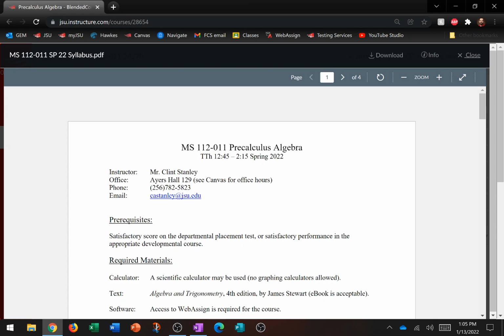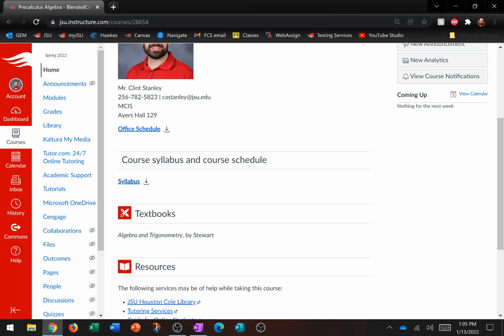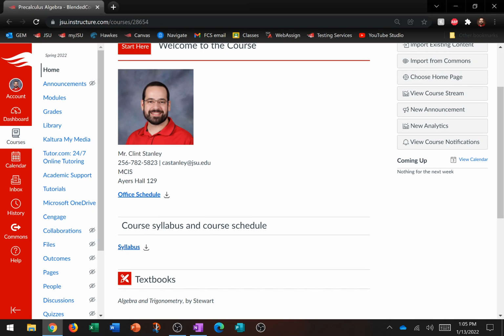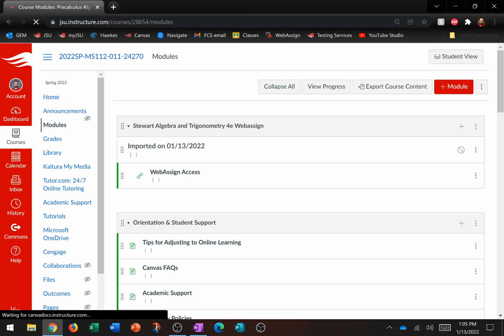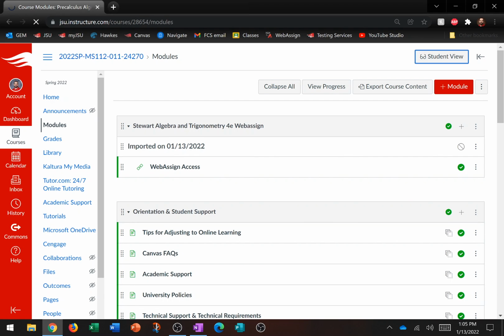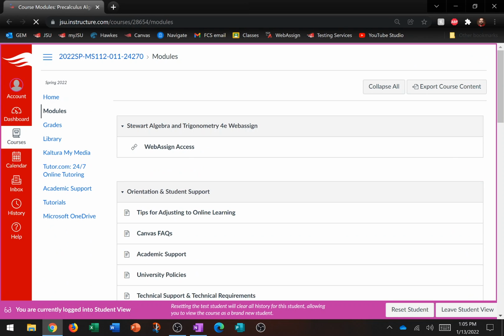There it is. That's what we just went over. So the next place we're going to look is under the modules tab. Let me go to student view so you don't have to look at all the extra junk on my screen. To get access to WebAssign, all you have to do is click this link. It says WebAssign access. It'll get you in the right class and you'll be ready to go. Not too tricky. Anytime you want to work on assignments, you click on that link and it gets you logged into WebAssign.